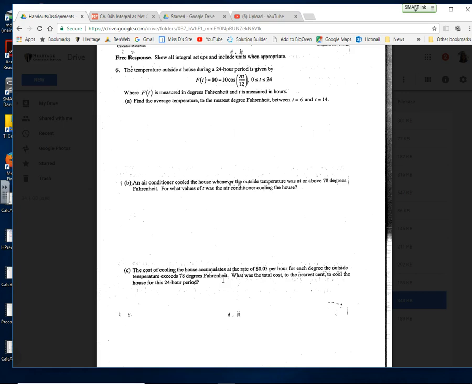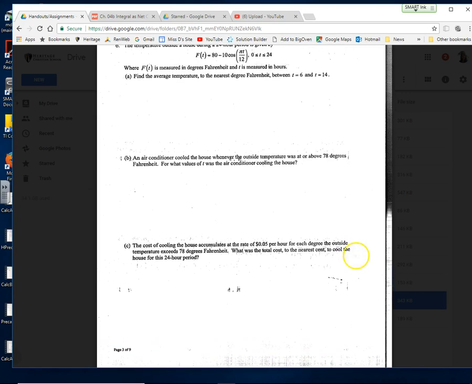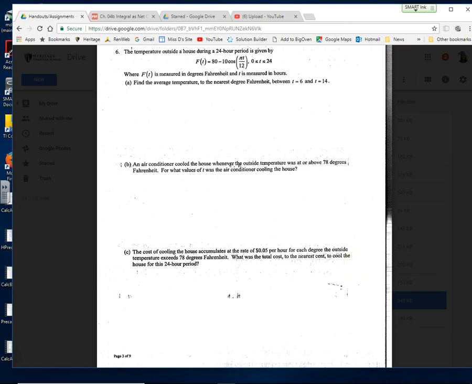There we go. Letter A and B, you guys have already gotten through. So letter C says the cost of cooling the house accumulates, which means adds up, at the rate of 5 cents per hour for each degree the outside temperature exceeds 78 degrees Fahrenheit. Now hold on. How are we going to figure out exceeding 78? If it's like 80 degrees, those are 2 degrees above 78. So those 2 degrees would make a difference as far as the cost.